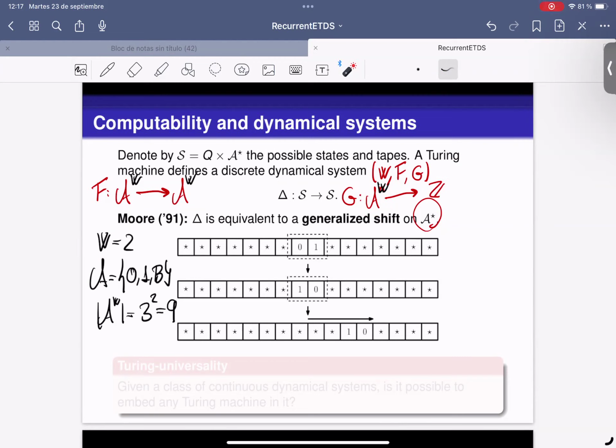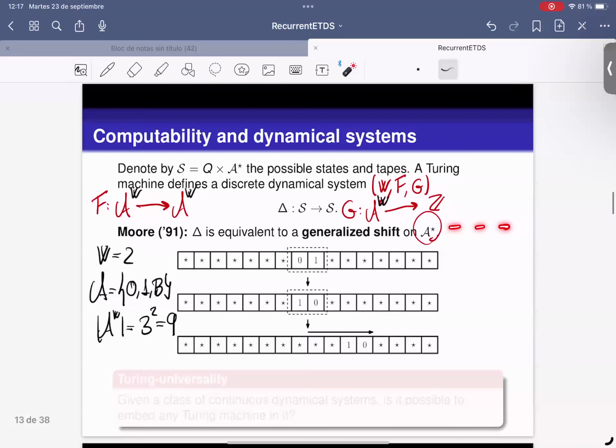That's a very important point, that this generalized shift operates on finite sets. Actually, this generalized shift is typically given as a table that says, when you read this, you are going to write this and move this. When you read this, you are going to do this. It's like a lookup table because it's a function on finitely many strings. That is a very small amount of information.